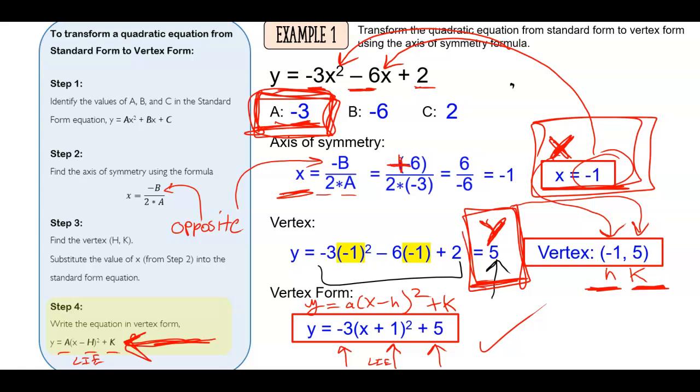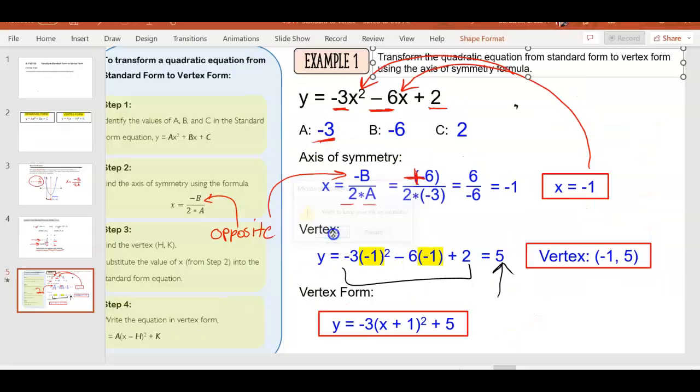Would you like me to do number 1 with you? Try to do another one. Okay, so that's it for the notes. If you need this, I'll put it back on the board, okay? Keep that.